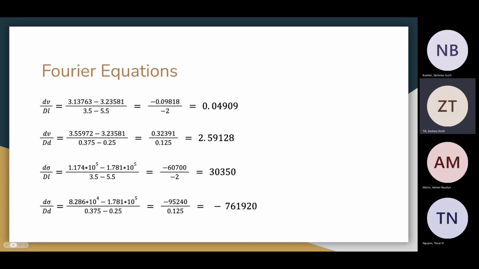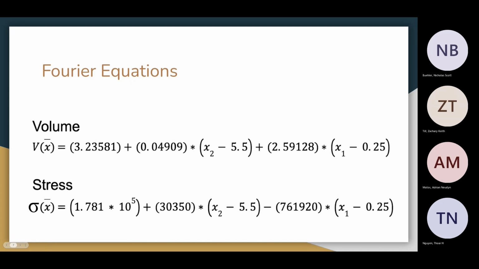These are our Fourier equations. The first two equations correspond to the volume with the change in length and then the change in diameter, while the last two equations correspond to the maximum stress with the change in length and change in diameter. And here we use those values as well as the variables from our original design to create these equations for the volume and stress to be used for the optimized values.